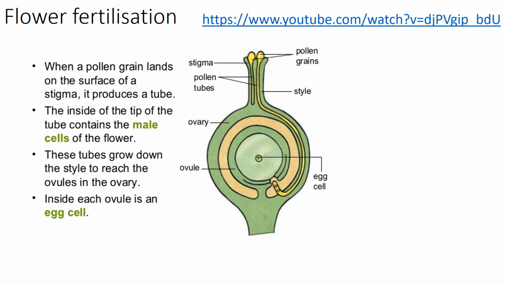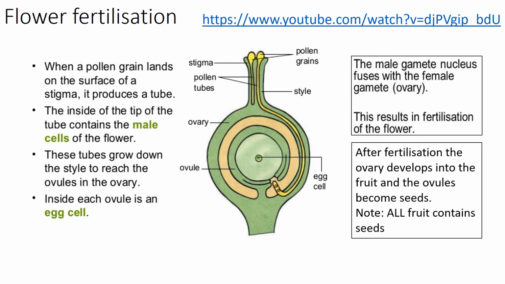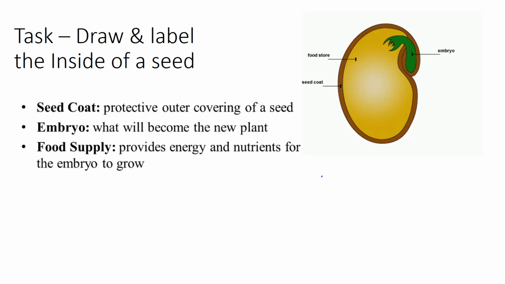And then inside each ovule, you've got the female reproductive cell, which is the egg cell. So the pollen grains land on the top of the stigma, grow downwards through the style and then into the ovary and the ovule to the egg cell, where they release their male sex cells, and the gametes then fuse with the female sex cell, the egg cell.